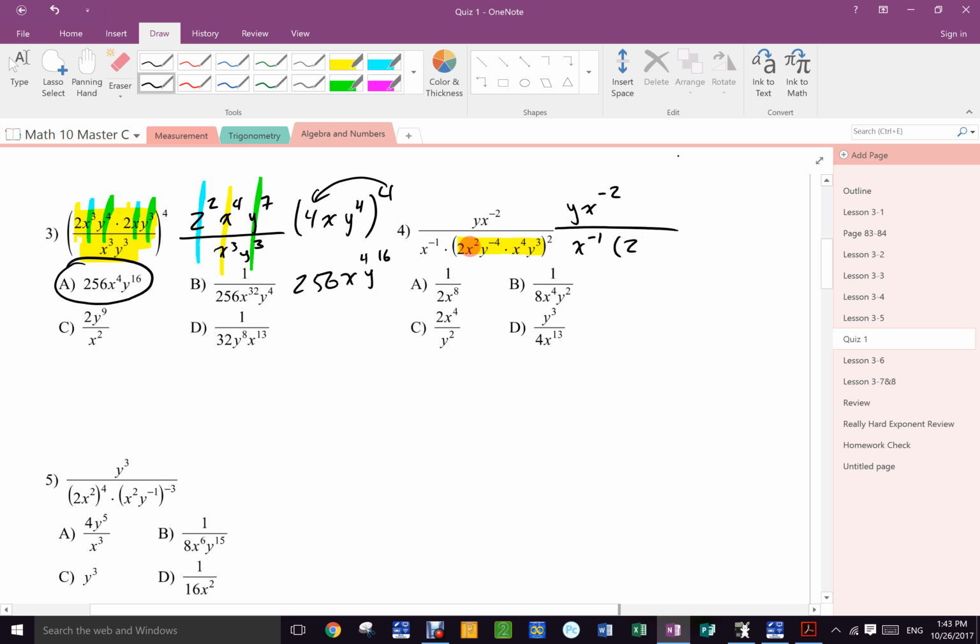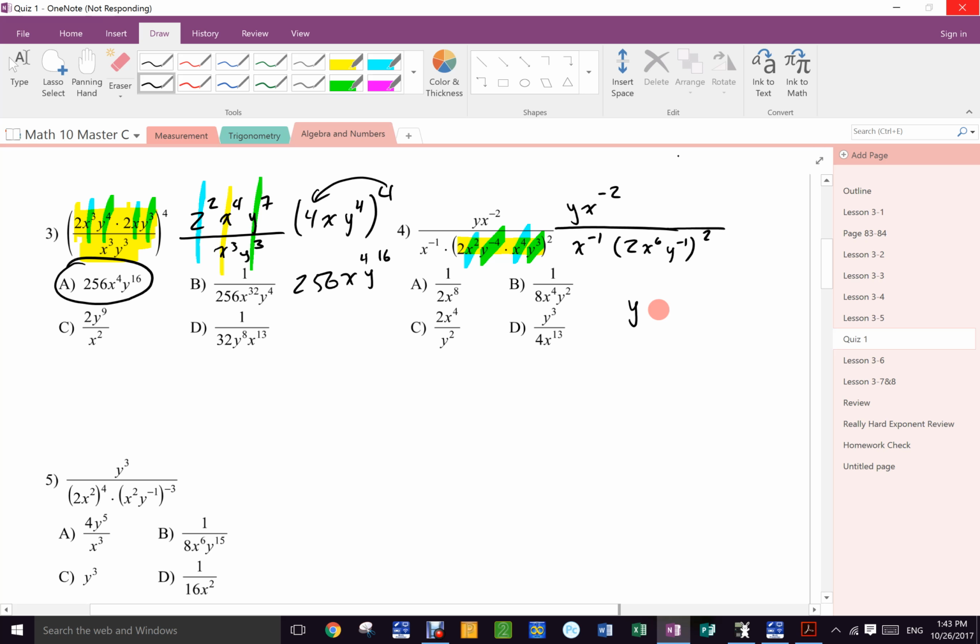So it's 2. What do I do with the x and the x to get what? X6. Excellent. And what do I do with the y and the y? Negative 3, negative 4 plus 3 is y to the negative 1, yes? And all that is squared. Agreed? Have I gotten rid of my brackets? No. But I know how to do this. What do I do with that 2? I put it through to all the bracket, yes? So what do I get?